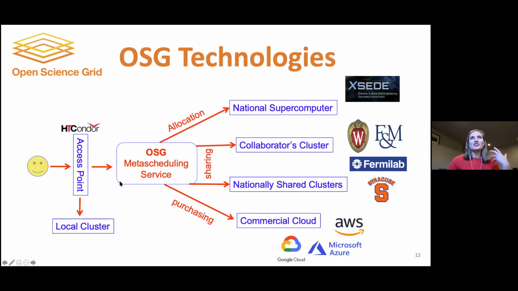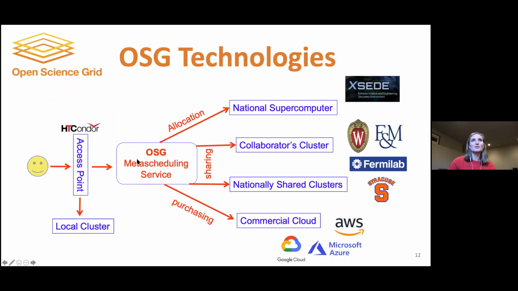And what OSG does in terms of technologies is that we create, distribute, and support the use of software, referred to here as the OSG meta scheduling service, to match jobs submitted at access points to sources of capacity that can come from a variety of sources.